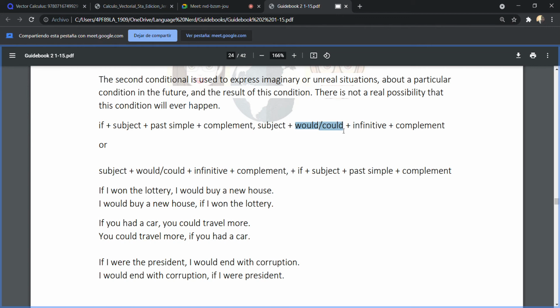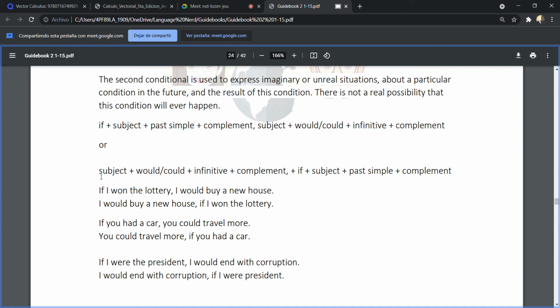Then, the infinitive form of a verb. Un verbo en forma infinitiva, o sea, ya no lo van a conjugar porque ya tienen would o could. Y un complemento, igual el que ustedes quieran. So, the example, if I had, then you can say a complement, $1 million. If I had $1 million, then I would, or I could, buy, ya no conjugo buy, lo pongo así como está, buy a new house or a helicopter, whatever.